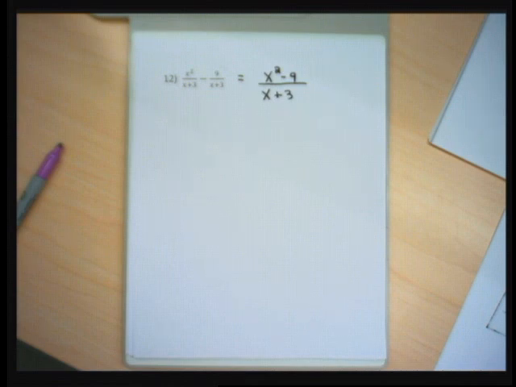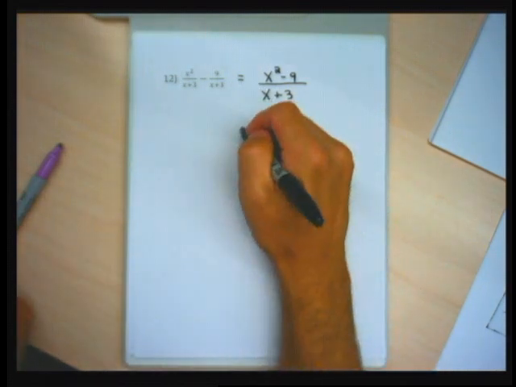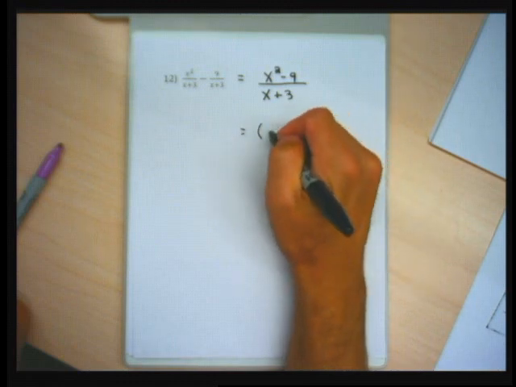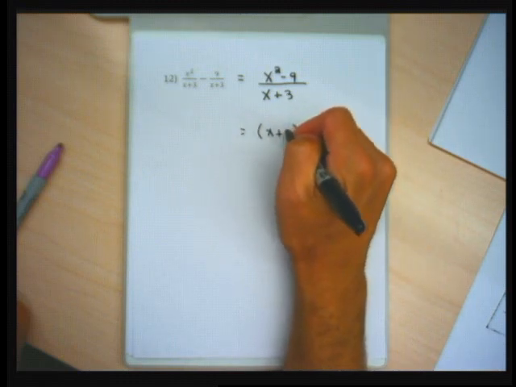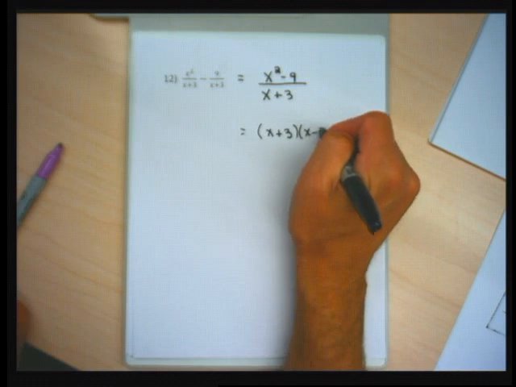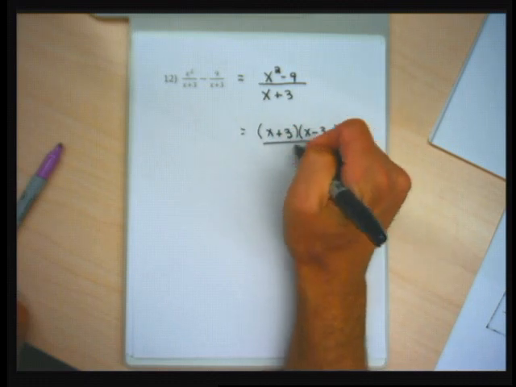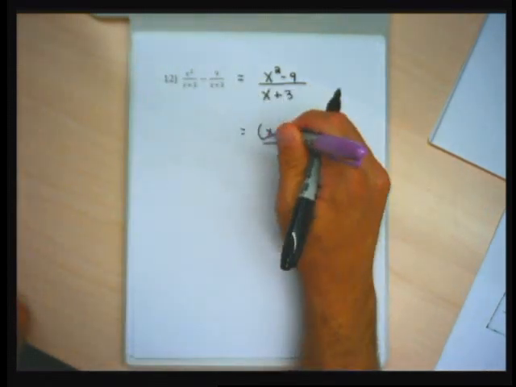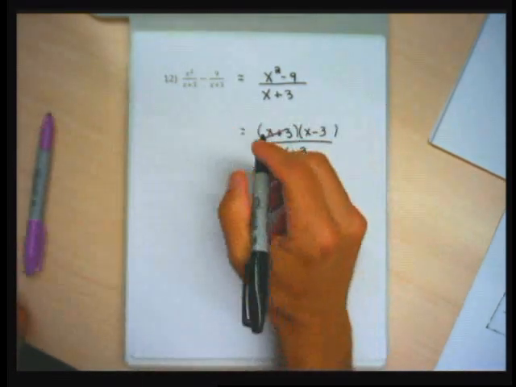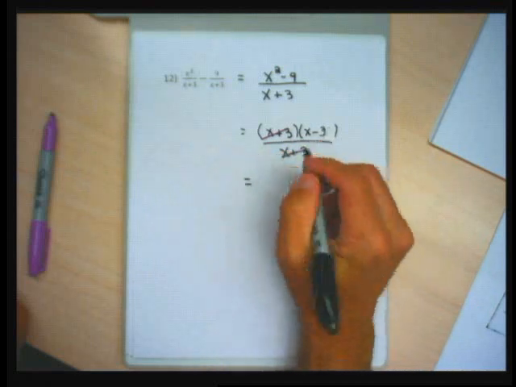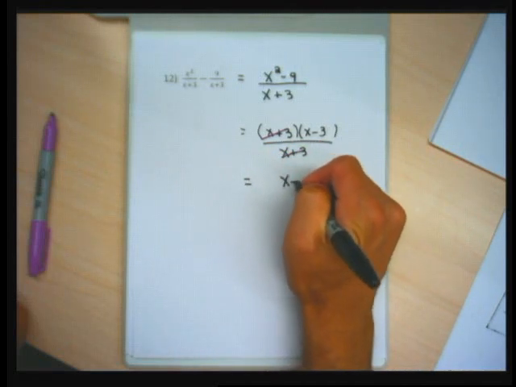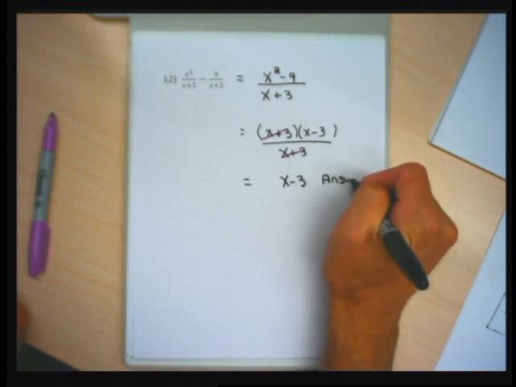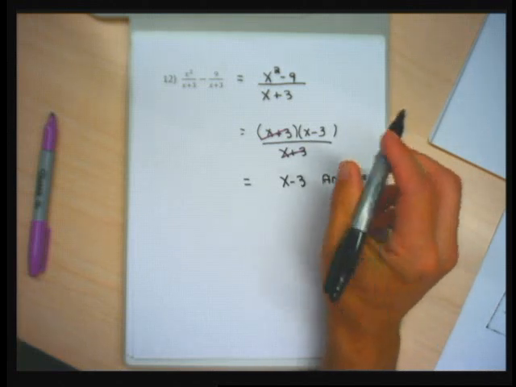I want to attempt to factor and cancel, and that numerator is factorable. It's a difference of squares. It's going to factor into x plus 3 times x minus 3. The x plus 3's are going to cancel. It made me cancel the entire denominator, which means I don't need to write a fraction for my answer. I just need to write what's left in the numerator, and what's left in the numerator is just an x minus 3.